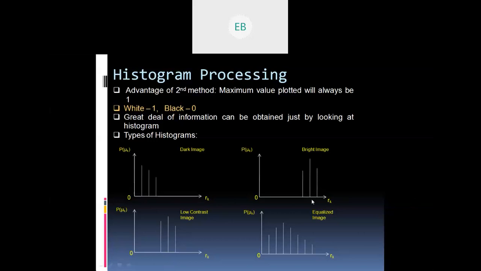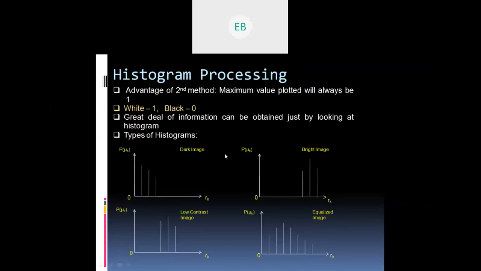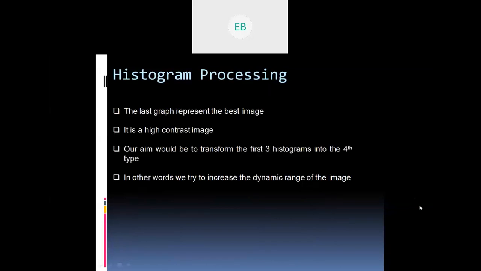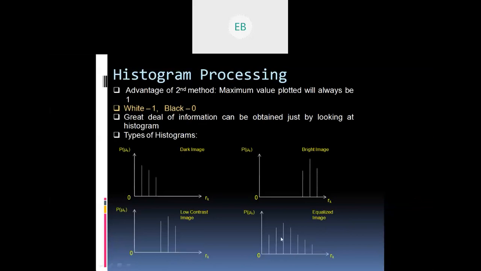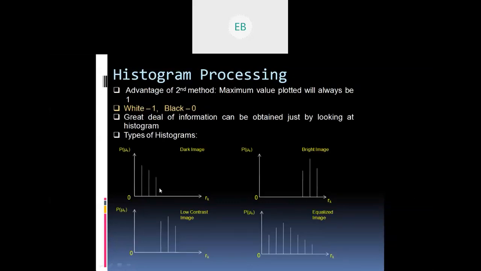Okay, so the number of pixels will be fixed, you just have to calculate the probabilities, and after calculating the probabilities, you will get these types of histograms. Then they're saying that the last graph, the equalized image, represents the best image, because it qualifies as a high contrast image. Compared to the other histograms, this equalized image is considered a high contrast image.